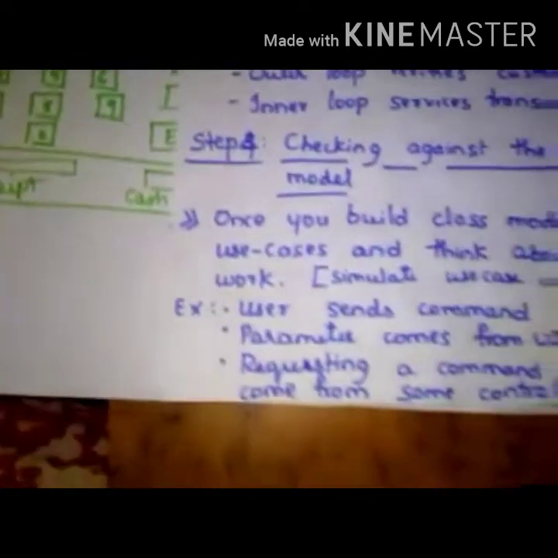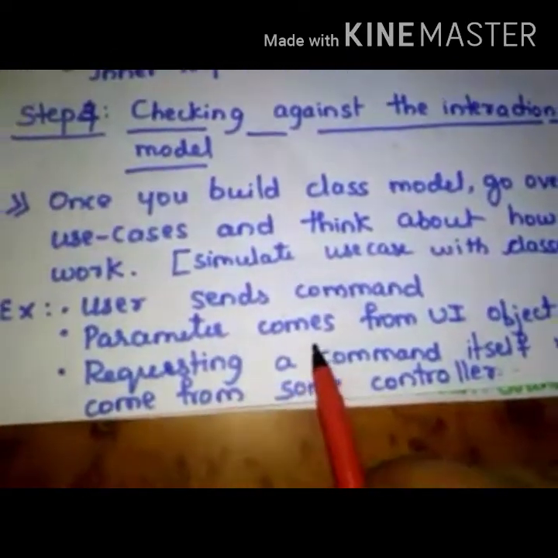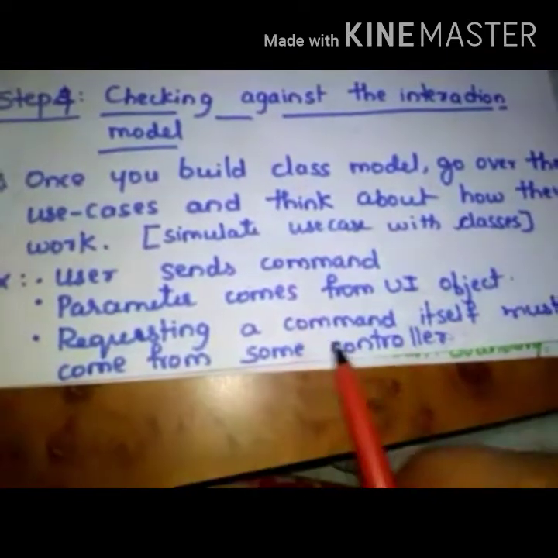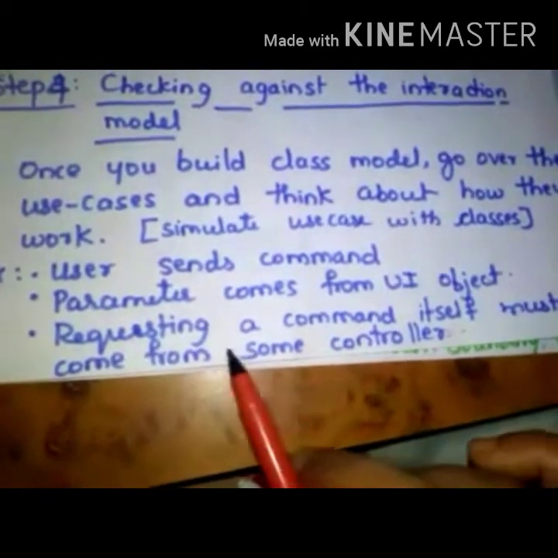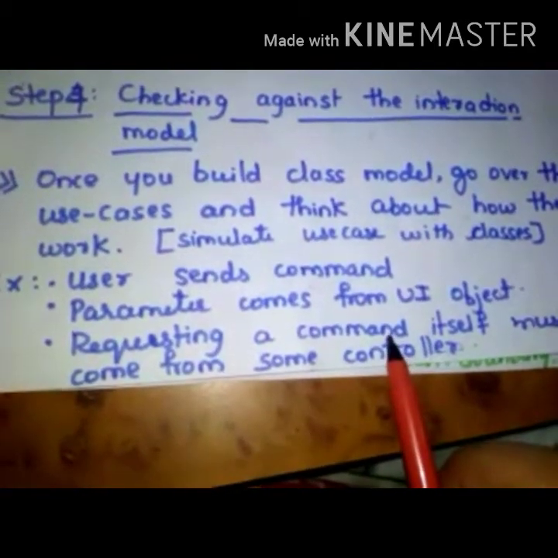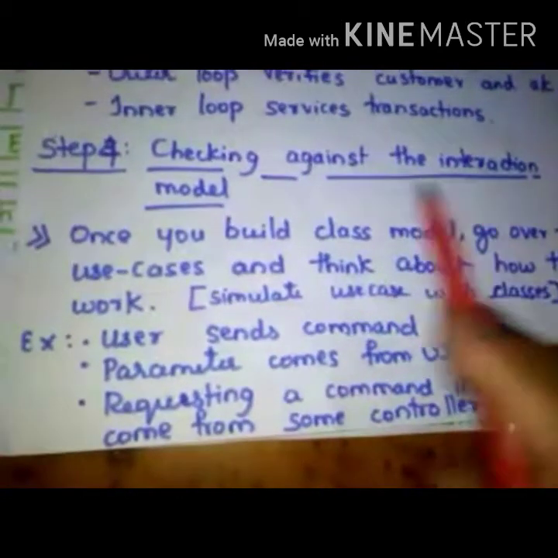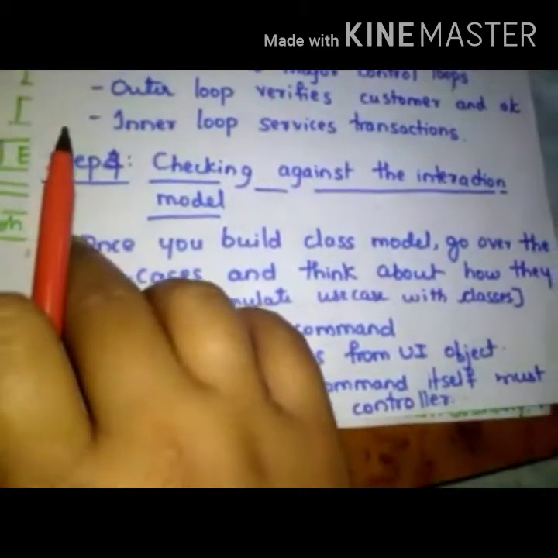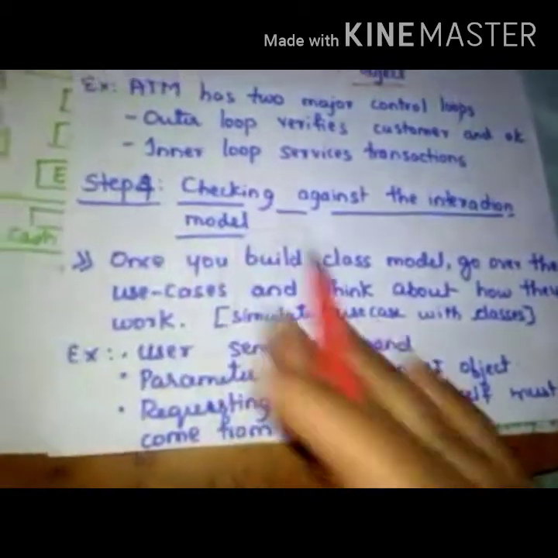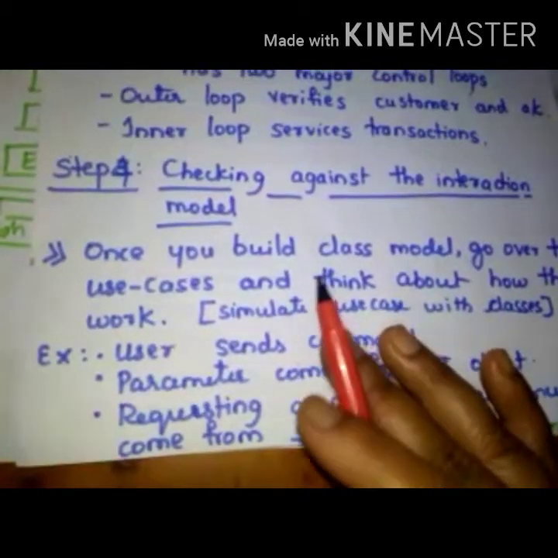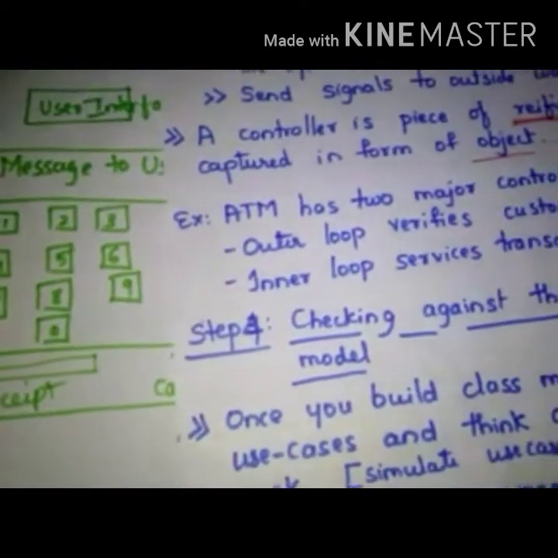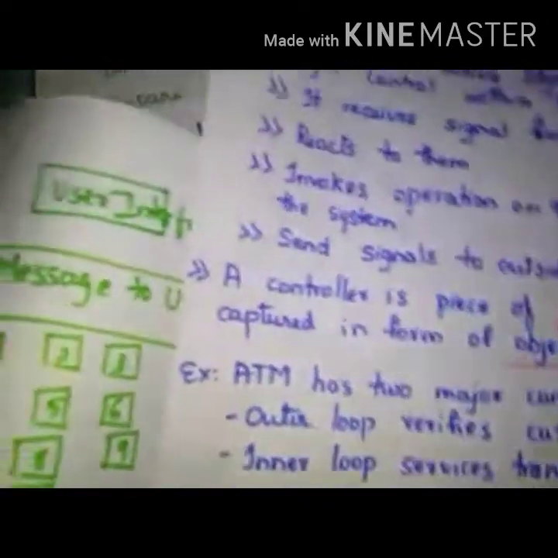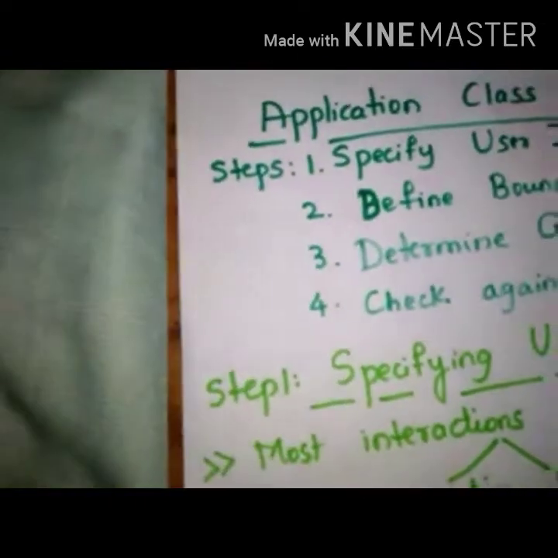So the user sends the command, the parameter is received from the UI object, and the request for a command itself must come from the same control, that is from the UI control only. A request for the command has to be received. So you should check against the interaction model for consistency, and if there are inconsistencies, you should cross verify whether the interaction model is correct, or whether I need to change the application class here. So let us look into the application class model of the ATM system.